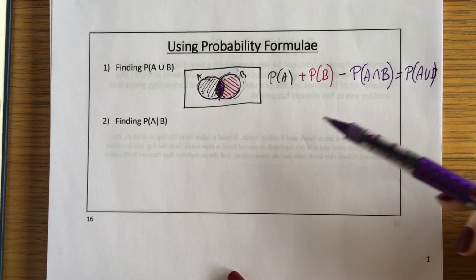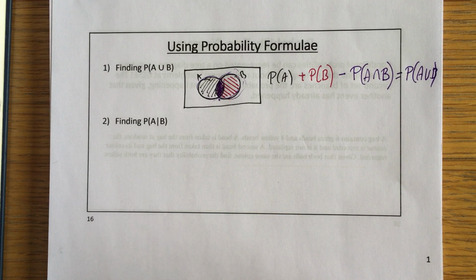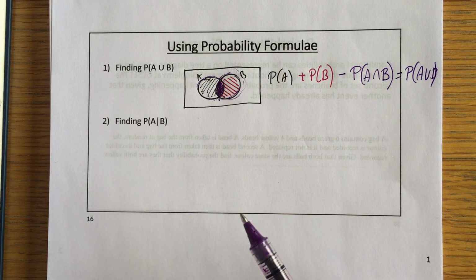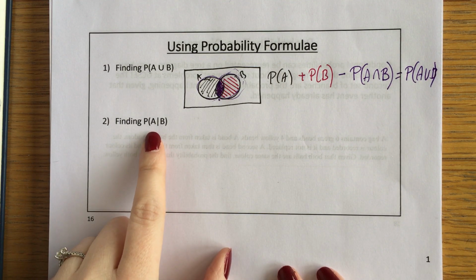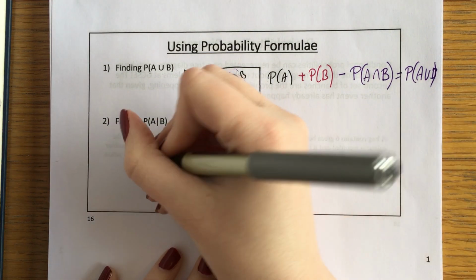I can't remember off the top of my head about the conditional probability formula. I think it is given to you. I also think there's this really weird formula that's given to you, and I don't know why you're given it, but anyway. So finding the probability of A given that B has already happened.